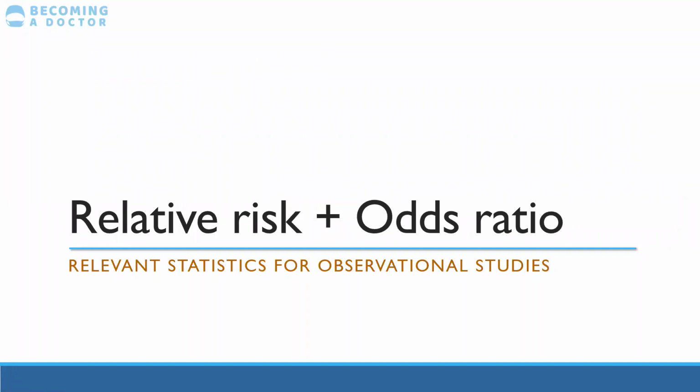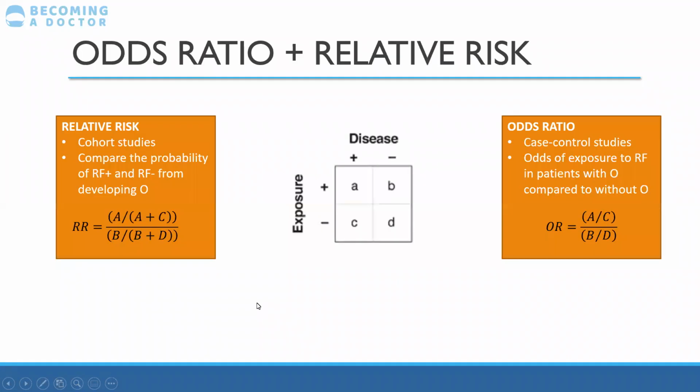Okay. So in terms of statistics, I did mention I would briefly be touching on those relevant to some observational studies that we've covered so far. So relative risk and odds ratio are two statistics that are used in application to observational studies. So relative risk can be applied to cohort studies, and it compares the probability of risk factor positive and risk factor negative groups developing the outcome. So this makes sense when we're thinking in terms of a prospective study.